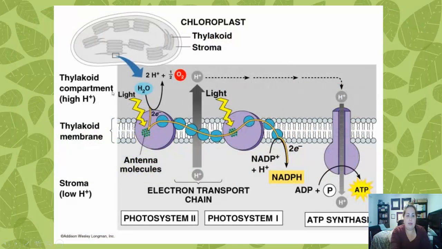So light comes in from the sun, hits the chlorophyll inside the thylakoid membrane, and when this happens, a water molecule is broken apart into hydrogen and oxygen. The oxygen gas is released through the stomata into the air. The hydrogen ions then are used to create ATP energy.